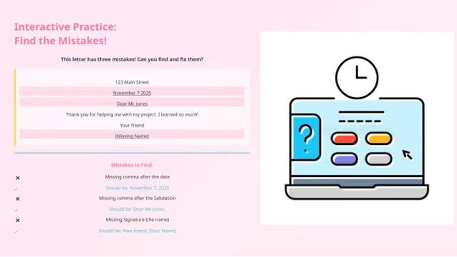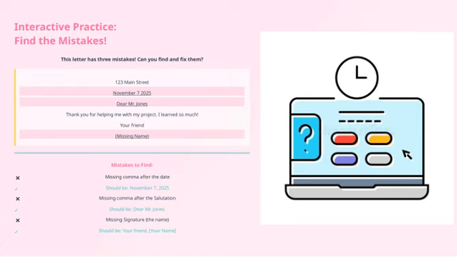Next, check the salutation. It says Dear Mr. Jones without a comma at the end. In formal letters, the salutation should always be followed by a comma, making it Dear Mr. Jones. Finally, look at the closing. It says your friend, but there's no name included. The proper closing should include your name, like your friend, your name. So, to recap, the 3 mistakes are missing a comma after the date, missing a comma after the salutation, and missing the sender's name in the signature.